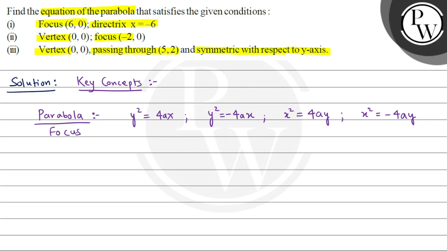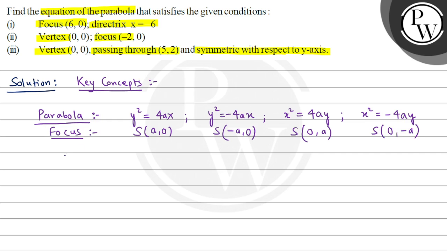So the focus for each of them: for y square equals 4ax, the focus is a comma 0, which we will denote as S. For y square equals minus 4ax, the focus is minus a comma 0. For x square equals 4ay, the focus is 0 comma a, and for x square equals minus 4ay, the focus is 0 comma minus a, right?